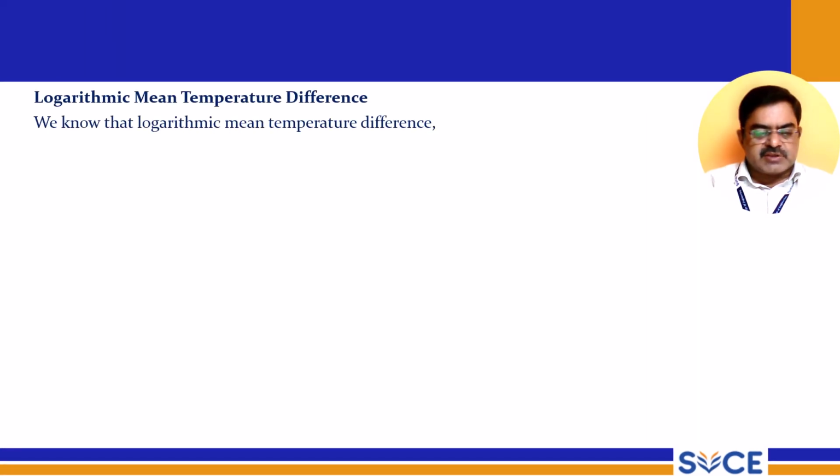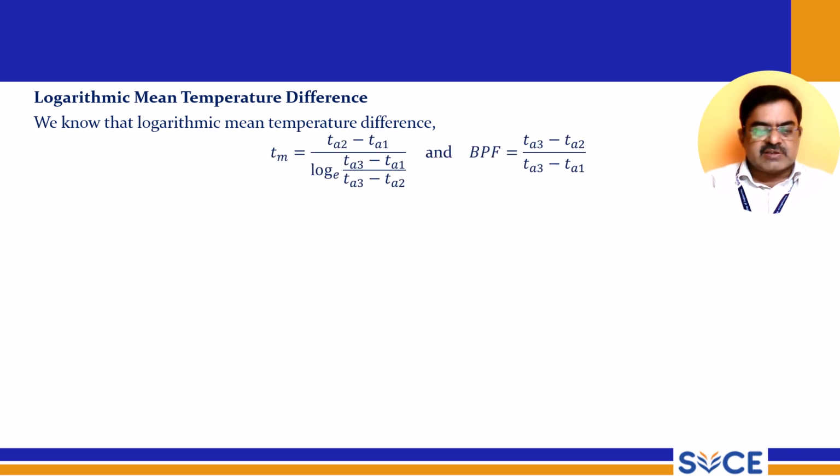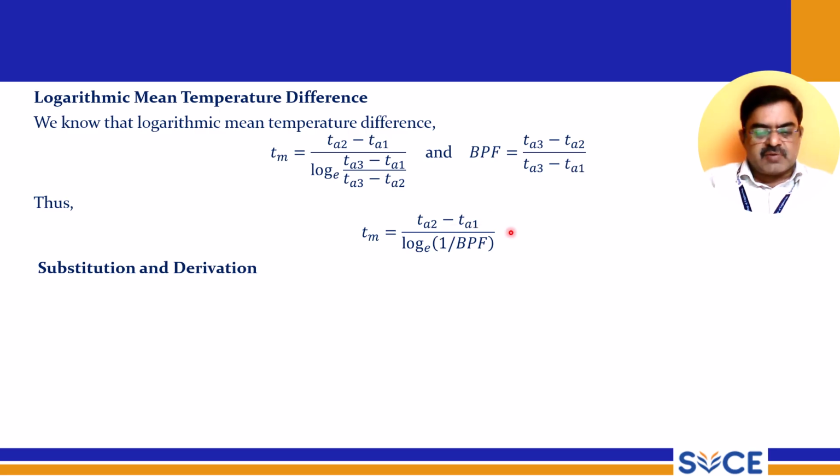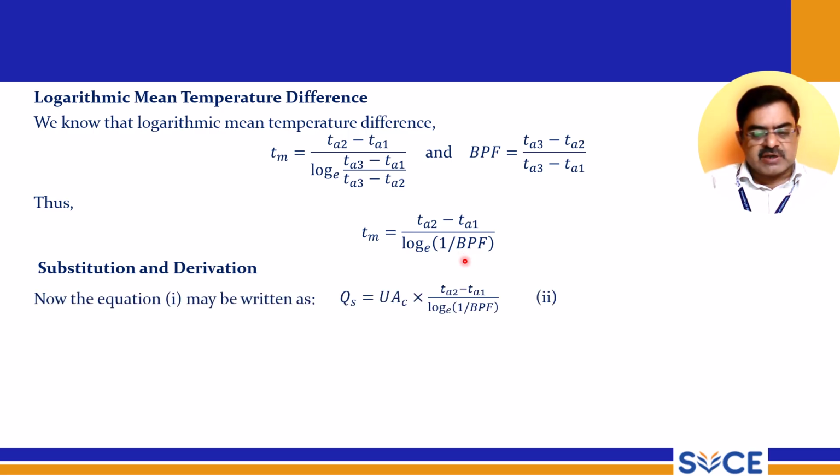So logarithmic mean temperature difference, we know that it is Tm, that is (Ta2 minus Ta1) divided by the logarithm of (Ta3 minus Ta1) divided by (Ta3 minus Ta2). BPF can also be found from Ta3 minus Ta2 over Ta3 minus Ta1. So Tm can be calculated here. So the mean temperature is Ta2 minus Ta1 divided by the logarithm of 1 by BPF, that is the bypass factor. So this is the substitution and its derivation.